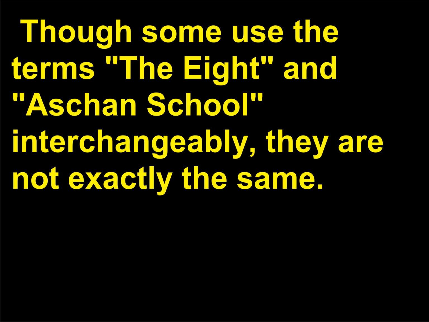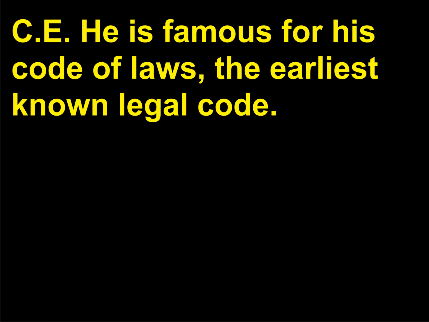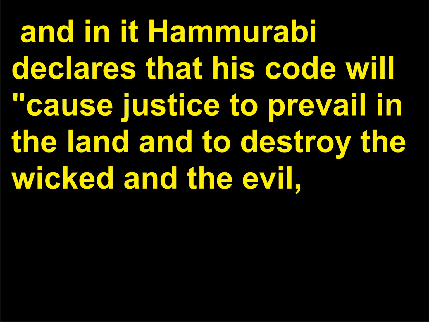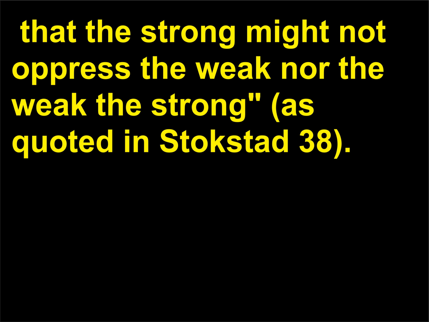Hammurabi was a Babylonian king who ruled over the lands of Mesopotamia during the 2nd millennium B.C.E. He is famous for his code of laws, the earliest known legal code. The code itself is carved into a 7-foot stele, a large slab of black diorite. And in it Hammurabi declares that his code will cause justice to prevail in the land and to destroy the wicked and the evil, that the strong might not oppress the weak nor the weak the strong, as quoted in Stokstad 38.